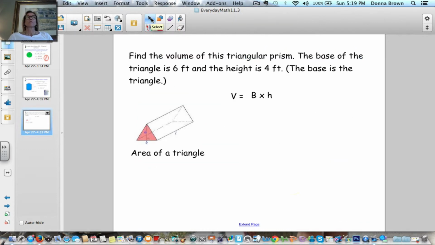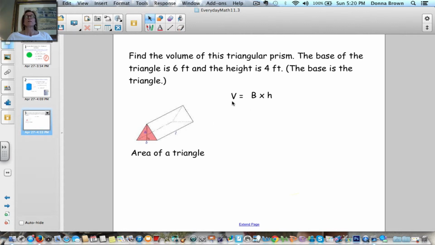All right, so we're going to find the volume of this triangular prism. The base of the triangle is 6 feet and the height is 4, as you can see. It's kind of pointing out to you a little b here, and here's the height of the triangle. We're actually using the triangle as the base of the triangular prism, even though it looks like it's sitting on this rectangle. It's just really difficult if I were to sit it on its triangle base for you to see what I'm talking about. So just assume that the triangle is the base of the prism.